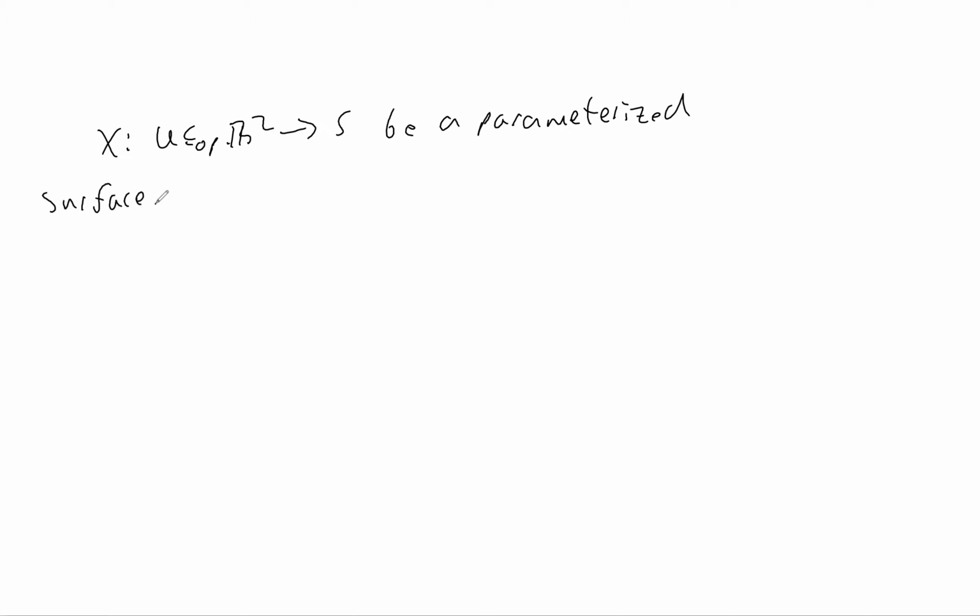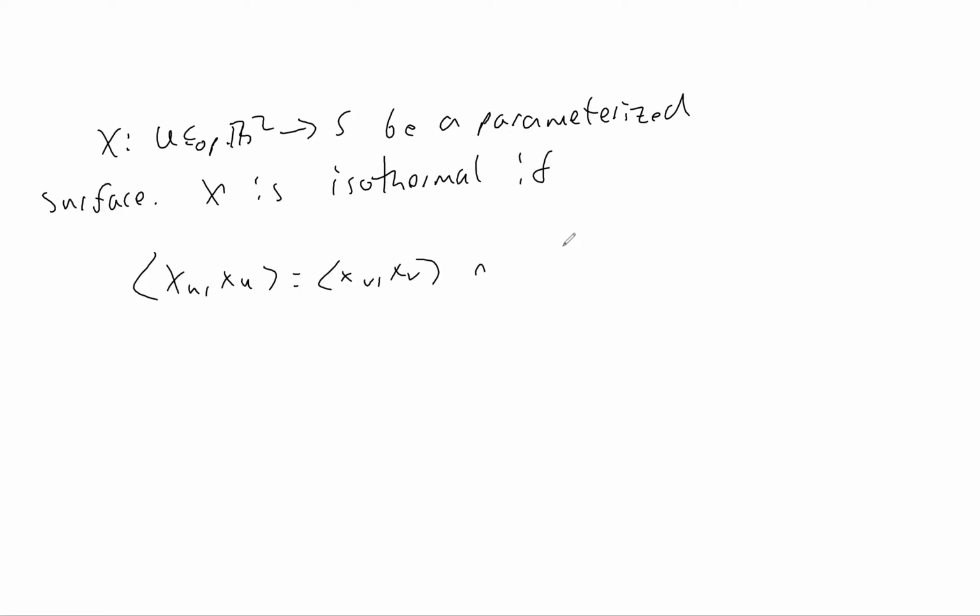Okay, I only have one more thing, which is about isothermal surfaces, and then I'm pretty much done after that. So what is an isothermal surface? Let X be a parameterized surface. Okay, so we're going to let this be a parameterized surface, and then X is isothermal if xu is equal to this, and we have this orthogonal basis.